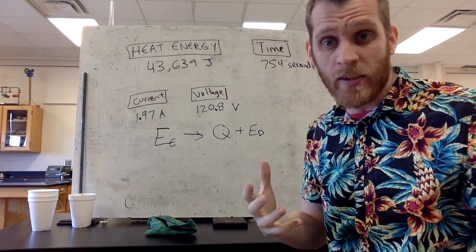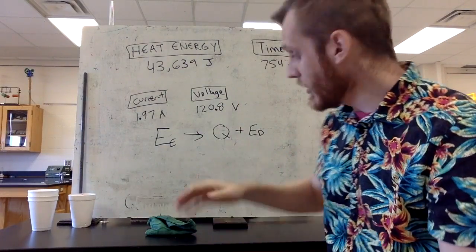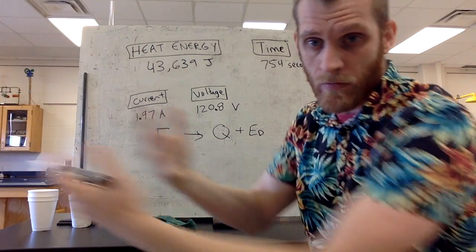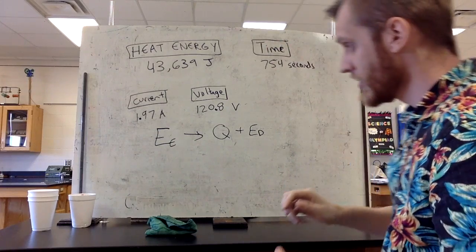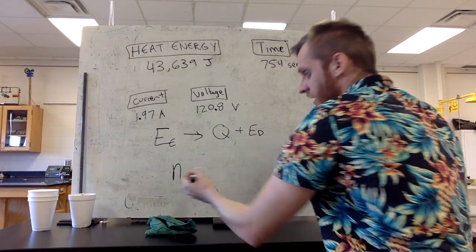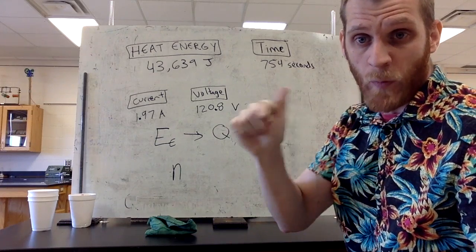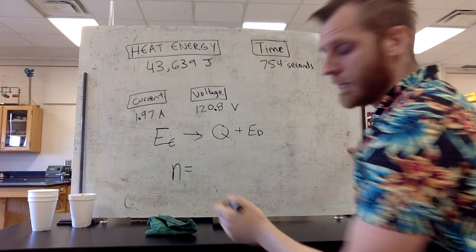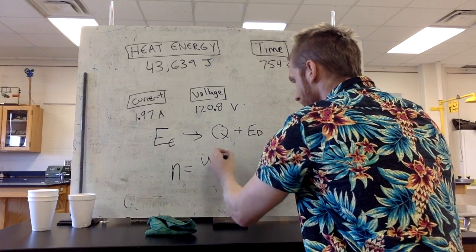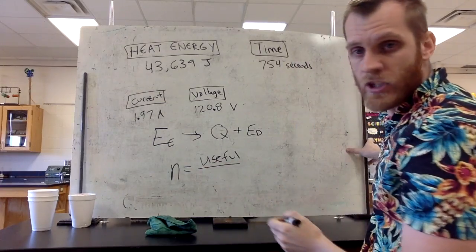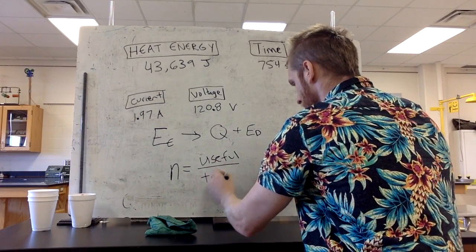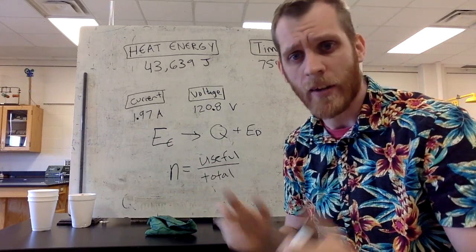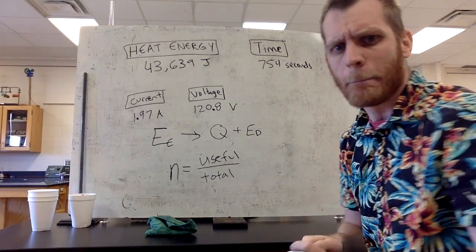Now, another way to think about this is to write a ratio. What's your useful energy, your product, over your initial starting energy? So the equation for efficiency is labeled as N. Don't get that confused with number of moles, because it's also labeled as N. Efficiency equals the useful, or your ending energy, over your total energy. Now, it doesn't have to be energy. It could be power as well. It's useful power over total power. That also works.